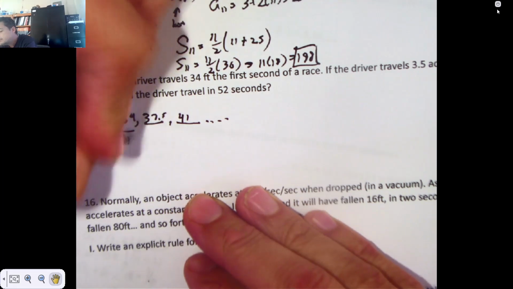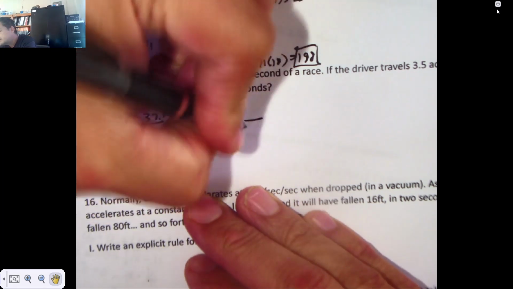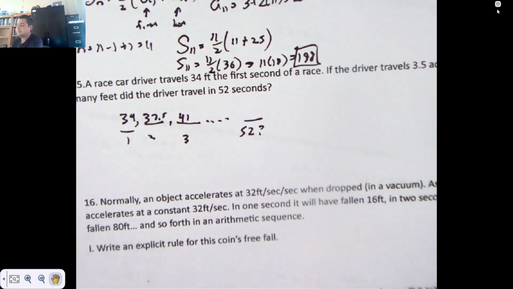Until we get to the 52nd second. So that's what I want to figure out. How many feet did the driver travel in 52 seconds? How many total feet? They don't want to know what the 52nd term is. They want to know how many total feet. Because he's moving fast. It seems like ridiculously crazy.